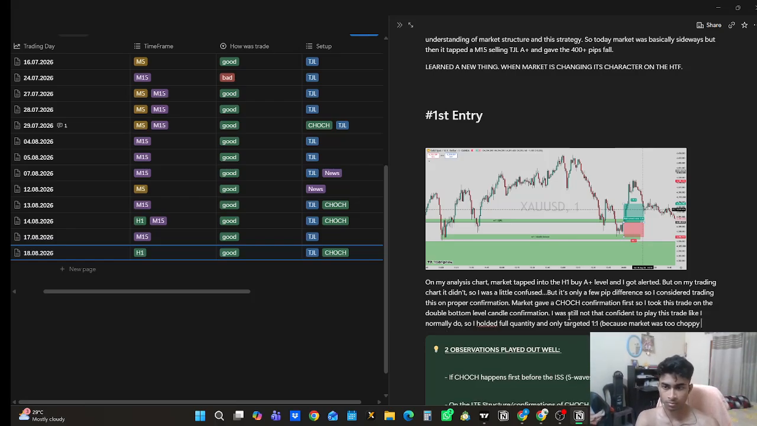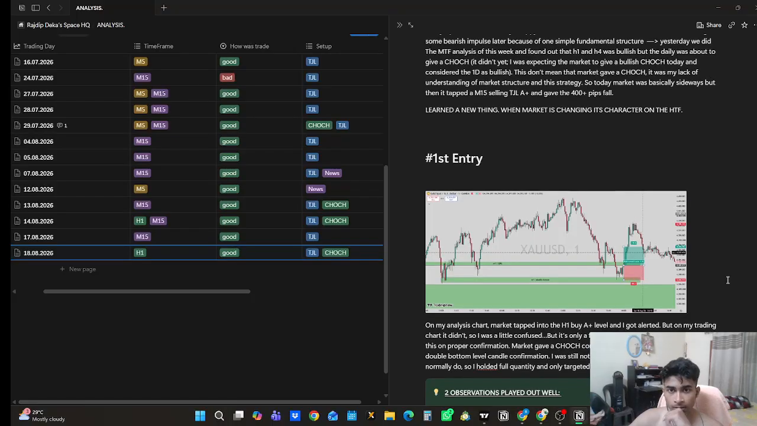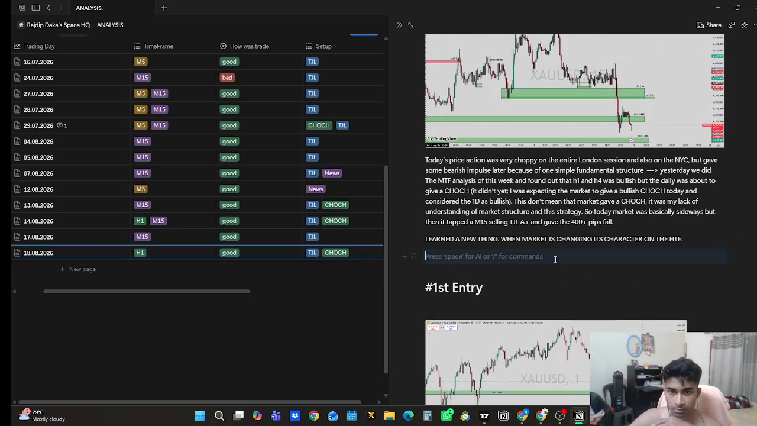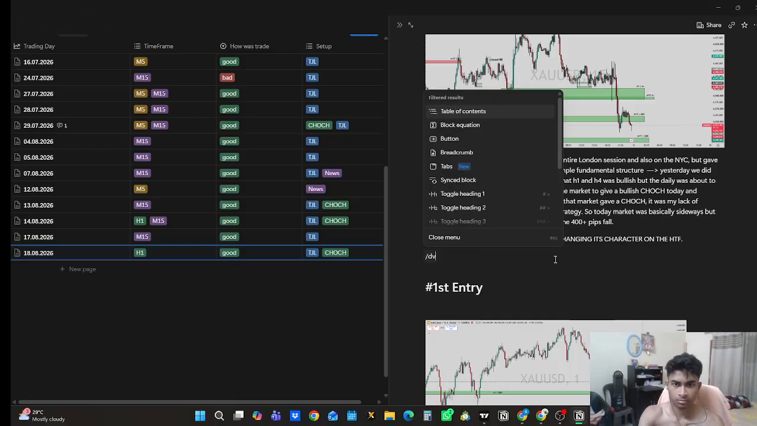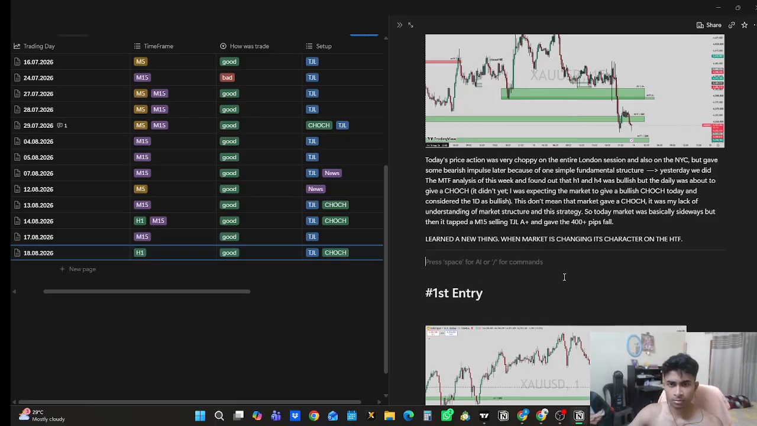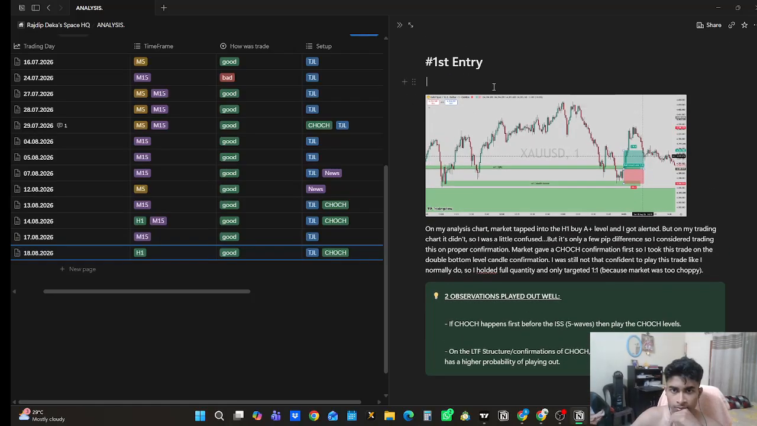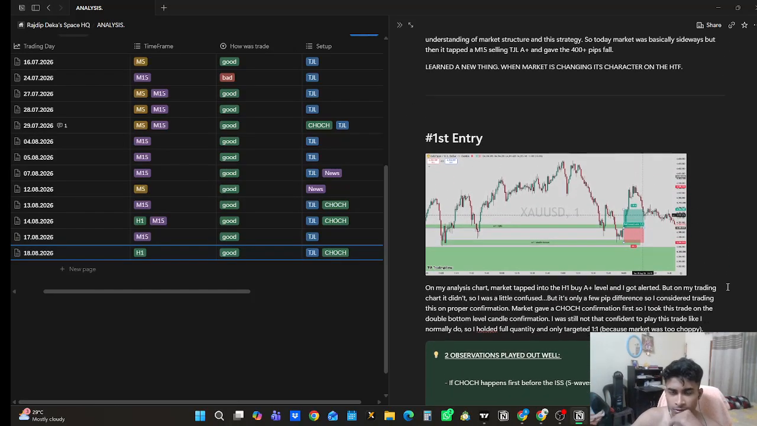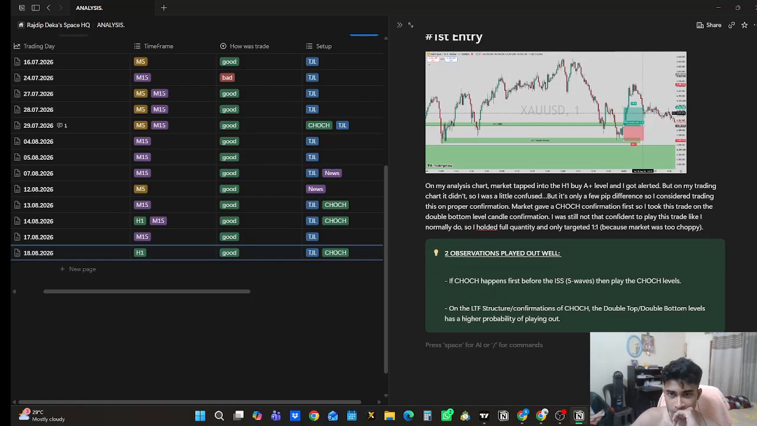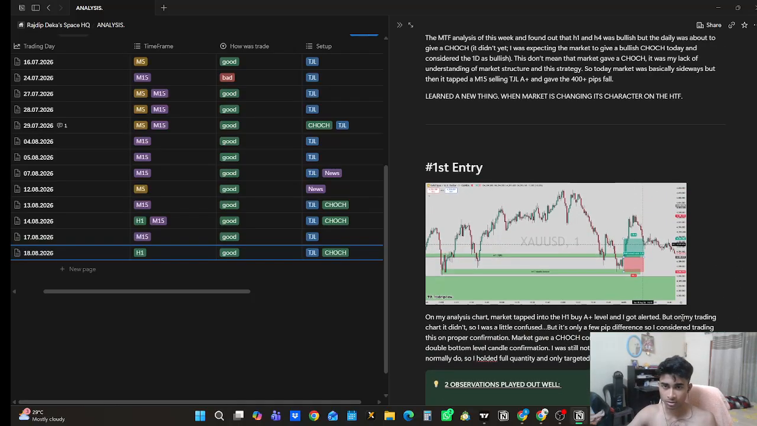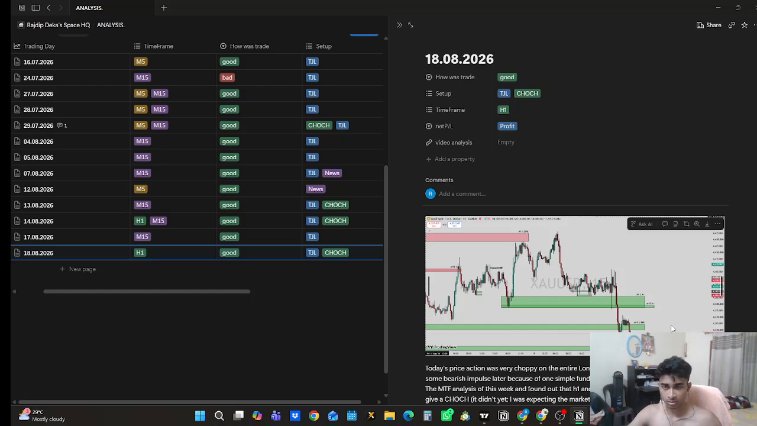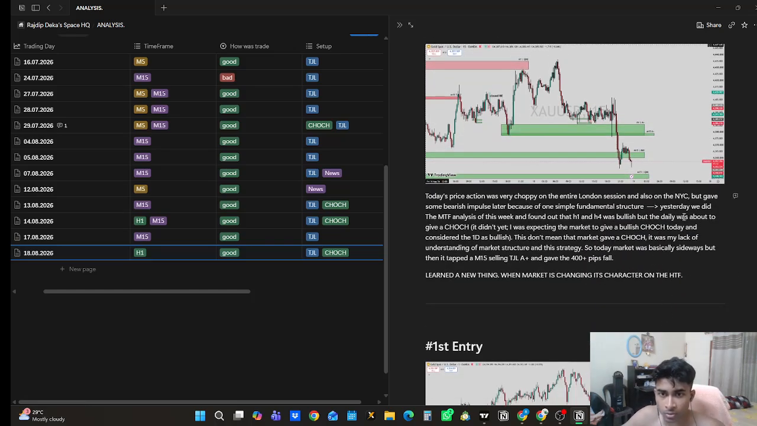Because the market was choppy, too choppy. That's enough for this region. So this is basically the journal for today, right? Only one trade, profit booked, almost 40 pips. So it's okay, it's good. Okay, so I learned a new thing.